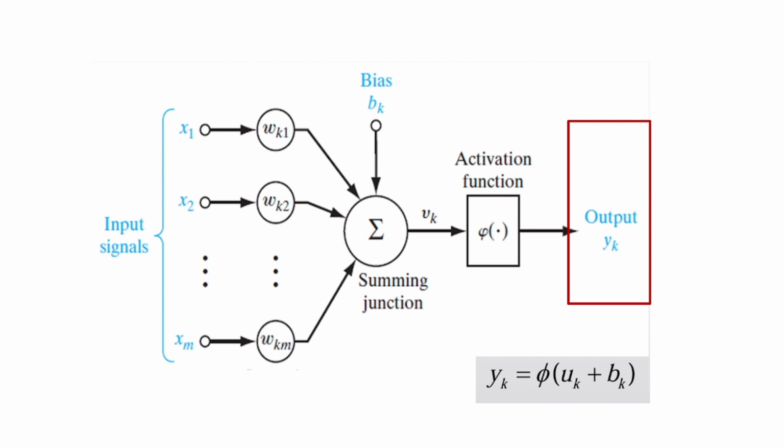Finally, after the activation function, the neuron produces an output labeled as yk. This output can either be sent to the next neuron in the network or used as a final decision. For example, in predicting the weather, the output could be something like, "It's going to rain."